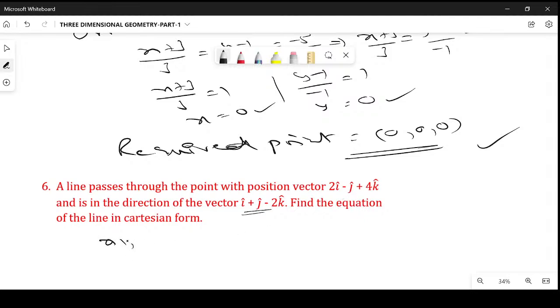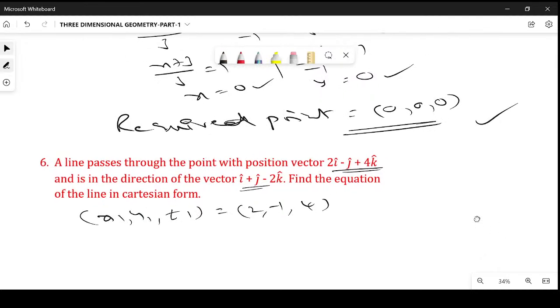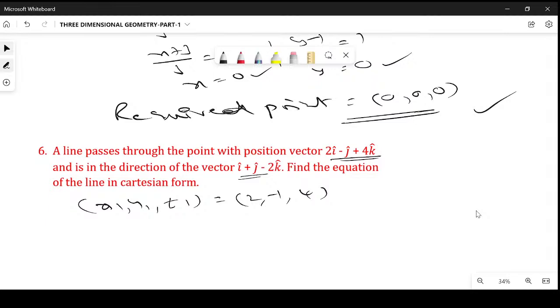What the point required, x1, y1, z1 equal to, the point will be 2, minus 1, 4. There is the point 2, minus 1, 4, because position vector this. In the direction of the vector means direction cosines. I can consider the direction cosines a, b, c. So they are given a, b, c. For the direction cosines I have written here the direction 1, 1, minus 2. These are the direction cosines. So direction ratios a, b, c. Equation in Cartesian form.